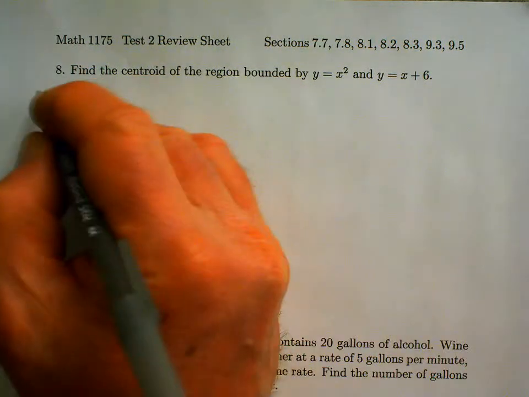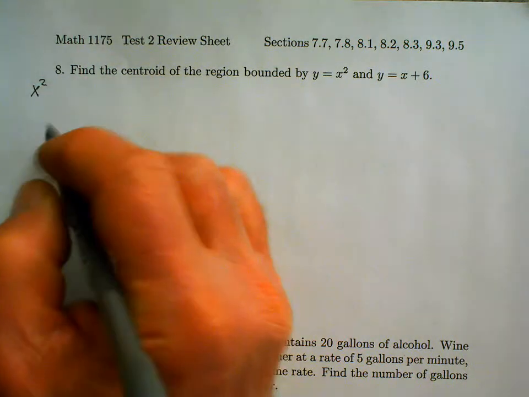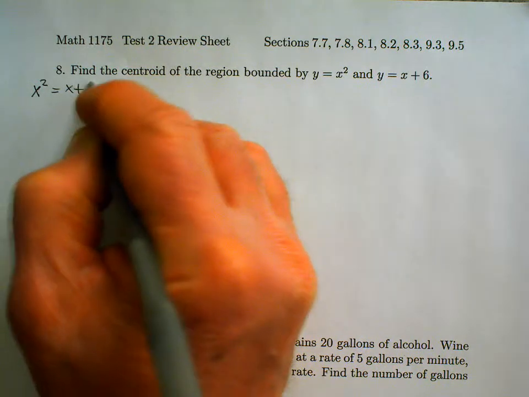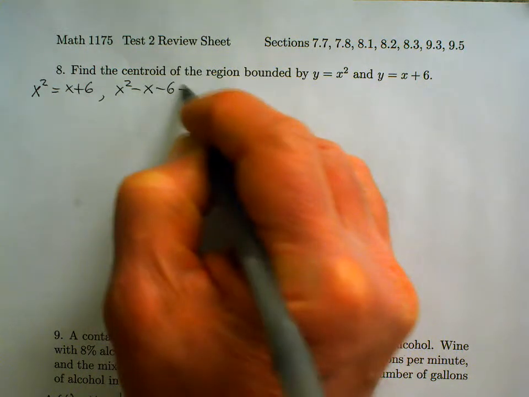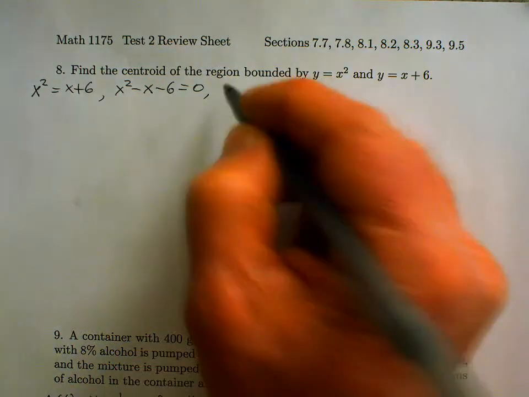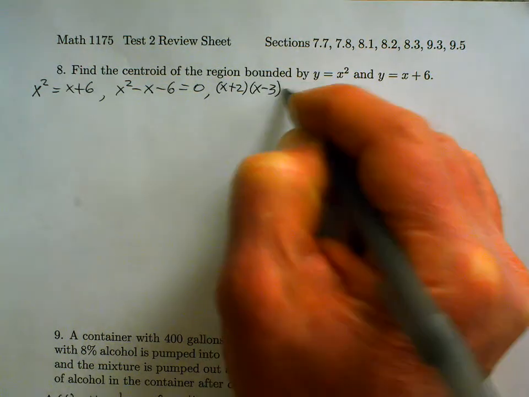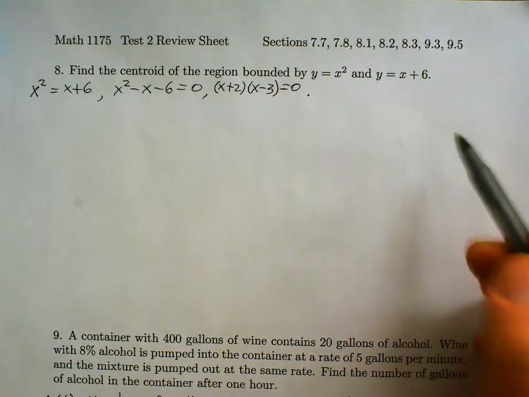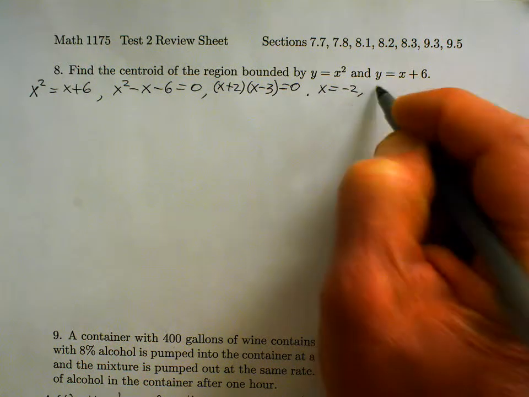Okay, so to find where the functions intersect, we set the functions equal to each other and solve for x. So x squared equals x plus 6, or x squared minus x minus 6 equals 0. This can be solved easily by factoring. The two factors are x plus 2 and x minus 3. So the graphs of those two functions intersect when x is negative 2 and x is 3.